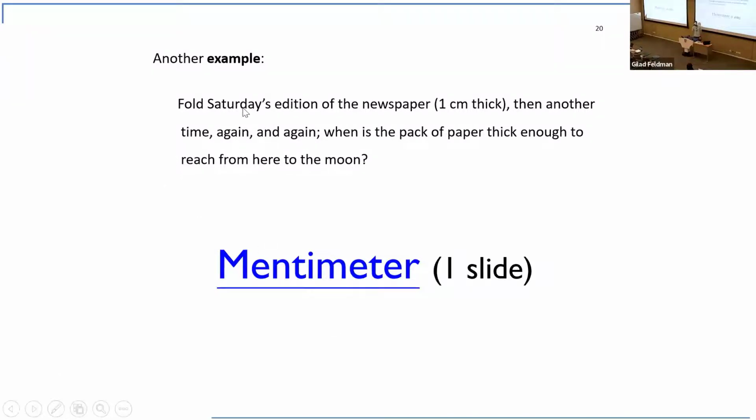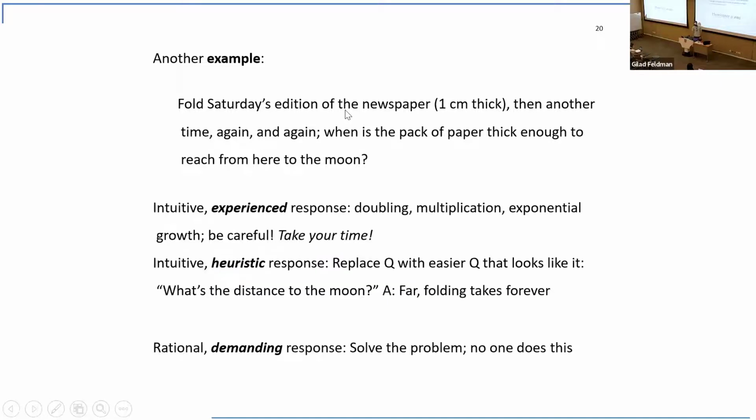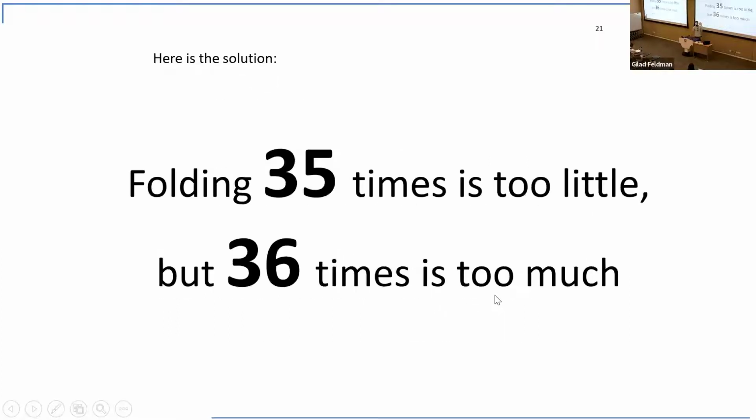How about this one? Saturday's edition newspaper. The experience response is doubling, multiplication, exponential growth. Be careful, take your time, calculate this. But the heuristic response is, let's replace this question with a much easier question: what's the distance to the moon? It's very, very far. Then folding takes forever. But then, as we have some experience in this, the only thing that you need is 35 times. Do you need a lifetime in order to fold 35 times? Why is this? Because we're very, very bad at assessing exponential growth.